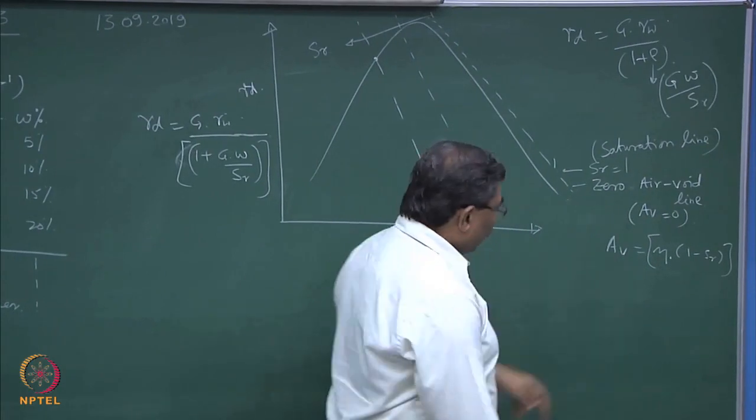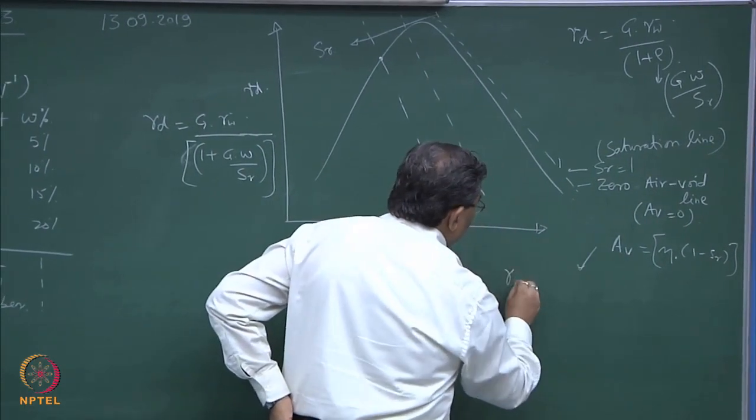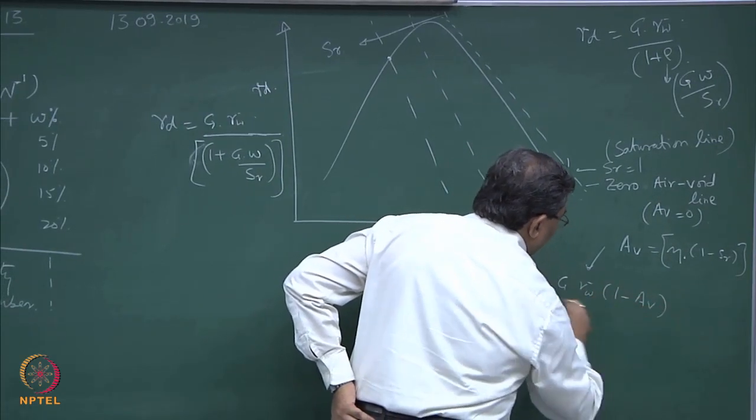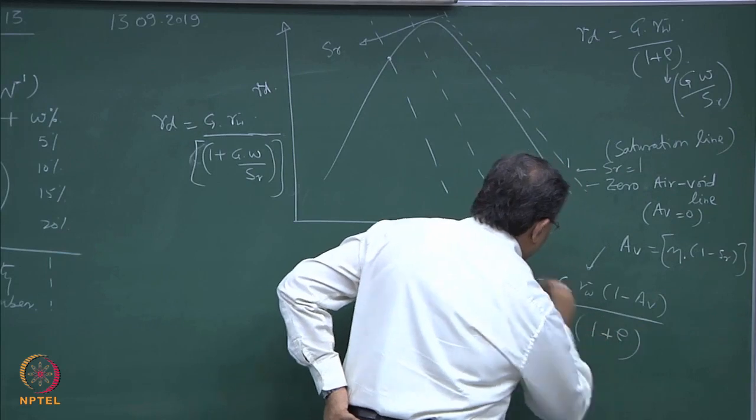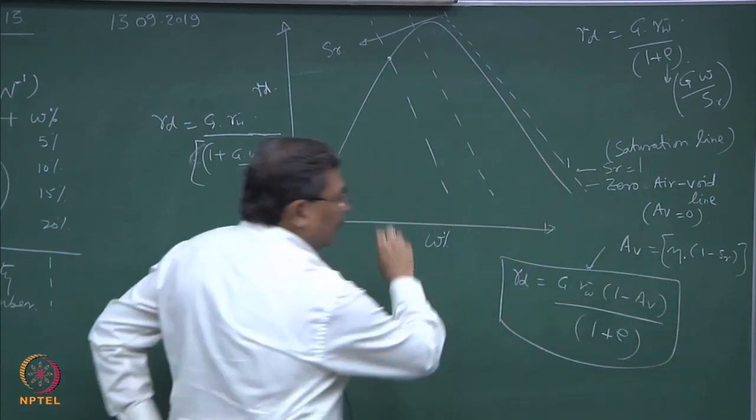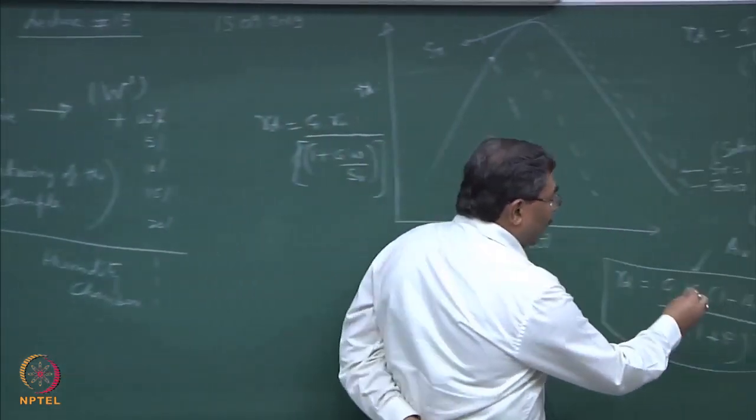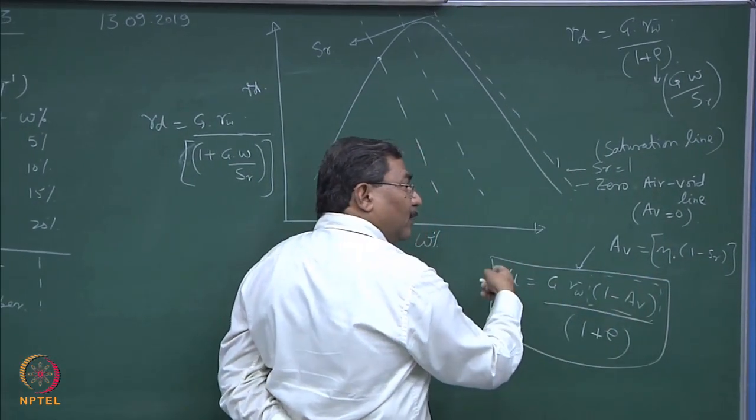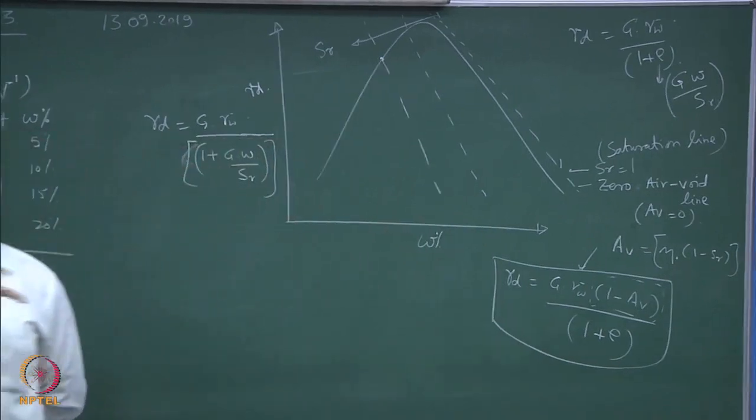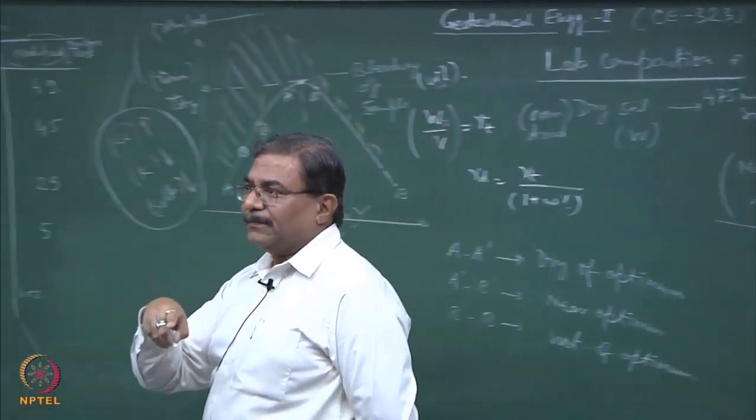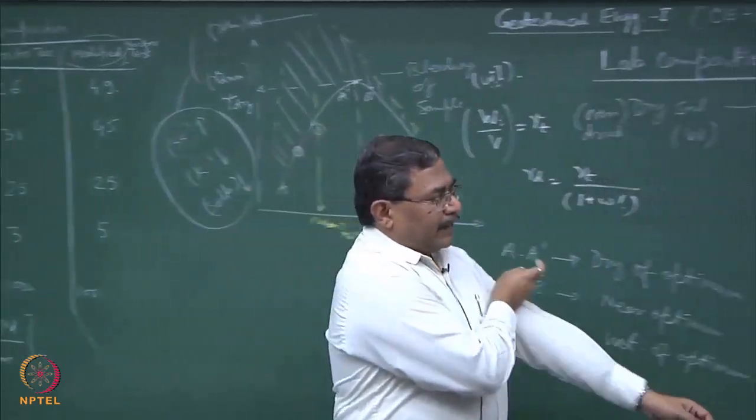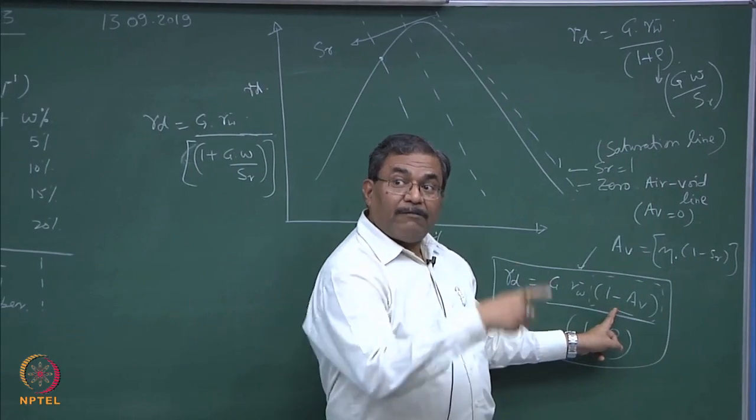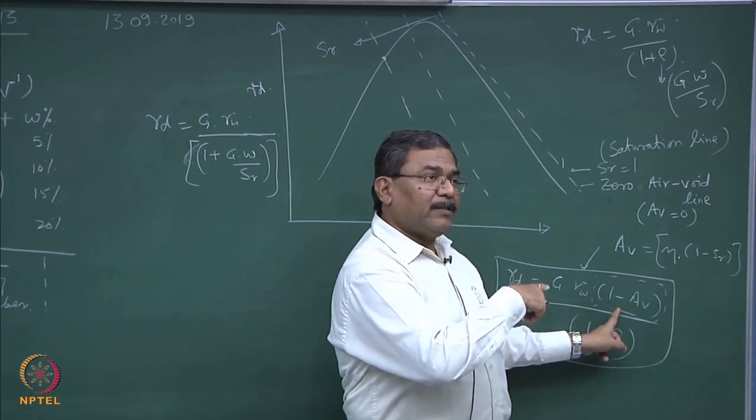Fine? Now, what you try to do is, you should prove that gamma D equal to G gamma W times 1 minus AV over 1 plus E. Now, this is a very interesting equation. Philosophically, what you are doing is you are applying a correction factor of 1 minus AV to the density of the dried material. This is the way to remember this. 1 minus AV is a sort of a saturation value for the state of saturation which is not 100%.